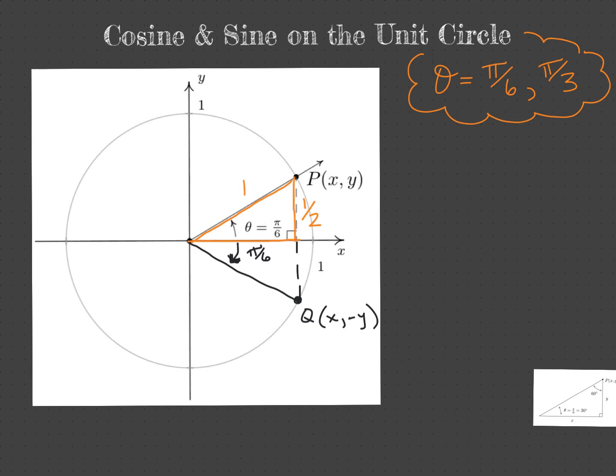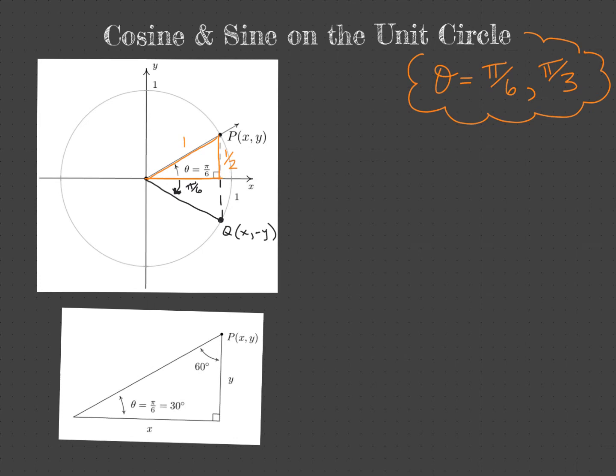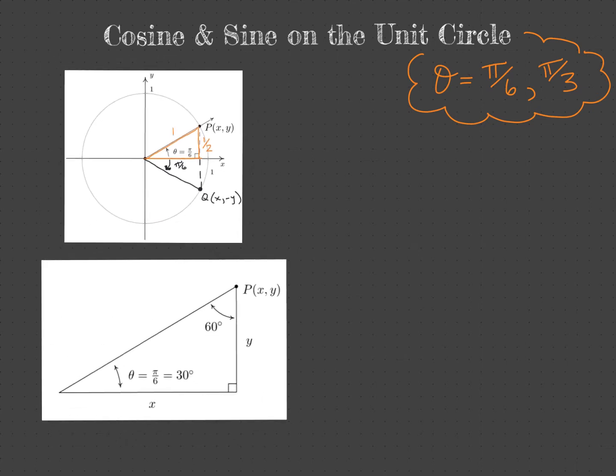So let's now solely focus on the triangle that I've outlined in orange, and we can zoom in on it down here and write what we know. We know, of course, the hypotenuse of it is 1, and we know that this side length, the vertical side length, is 1/2. Let's use the Pythagorean theorem to find x. We know that x squared plus 1/2 squared equals 1 squared. So we know that x squared plus 1/4 equals 1. Subtracting 1/4, we'll have that x squared equals 3/4.